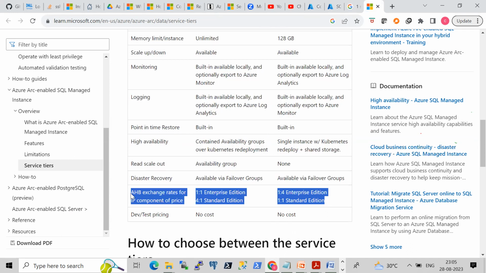So Vamsi, the 4 enterprise edition, which means we can have only one MI up and running.